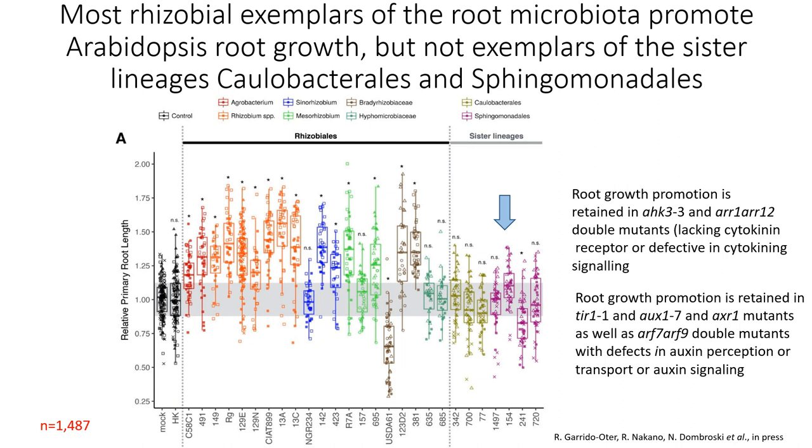Of course, because we are interested in mechanisms, we wanted to know what is the genetic basis of this root growth promotion. Well, it at least is independent of cytokinin perception, independent of cytokinin signaling. It's also independent of auxin perception, independent of auxin transport and auxin signaling. So in other words, we still don't know what the molecular mechanism of this root growth promotion is.